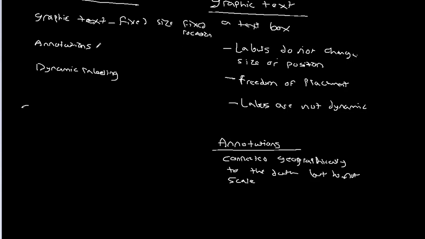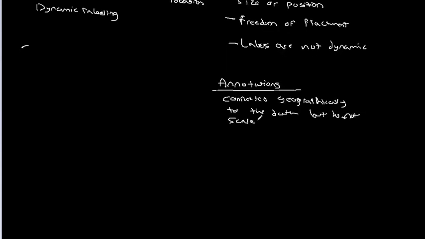Now what I'm saying with annotations is they have a fixed size, but a flexible location. They're connected geographically, but not to scale. So they will move with the data, but they won't change size. So let's talk about some of the key features of annotations besides the fact that they don't change size. One of them, again, as I just said, is that it will move with the data.